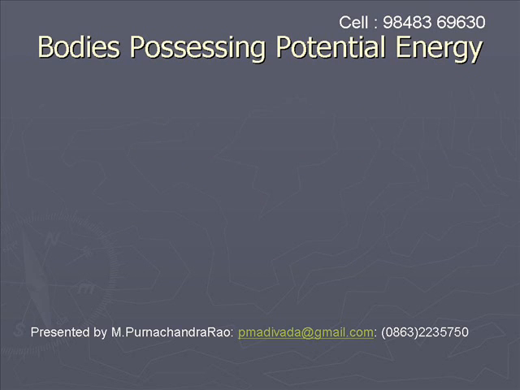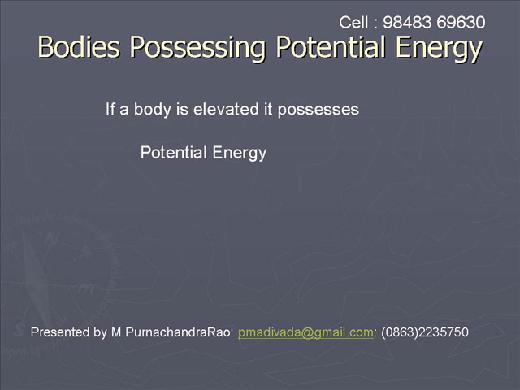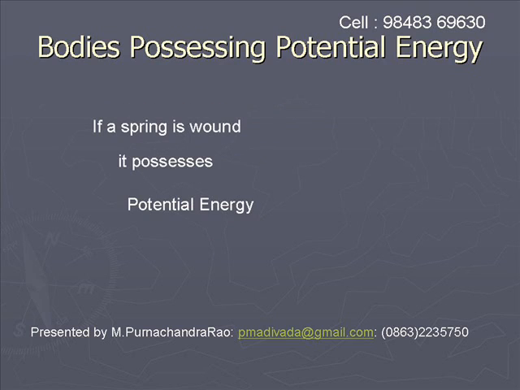Examples for the bodies possessing potential energy: elevated mass, wound spring, elongated spring, twisted rubber, etc. If a mass is lifted to a certain height, then it possesses energy. It is called potential energy.